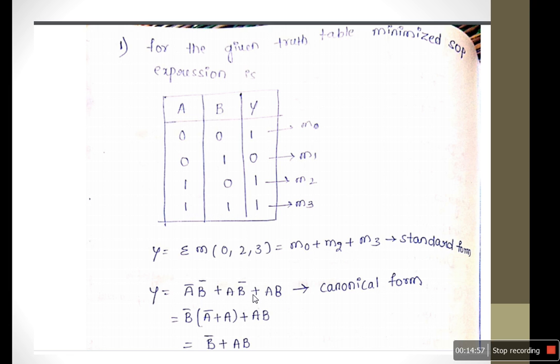So I have to reduce this expression. Here in the first two terms I am having the B bar as common, so I am taking B bar as common, and A bar plus A, plus AB. So A bar plus A value is 1. So B bar into 1 plus AB.